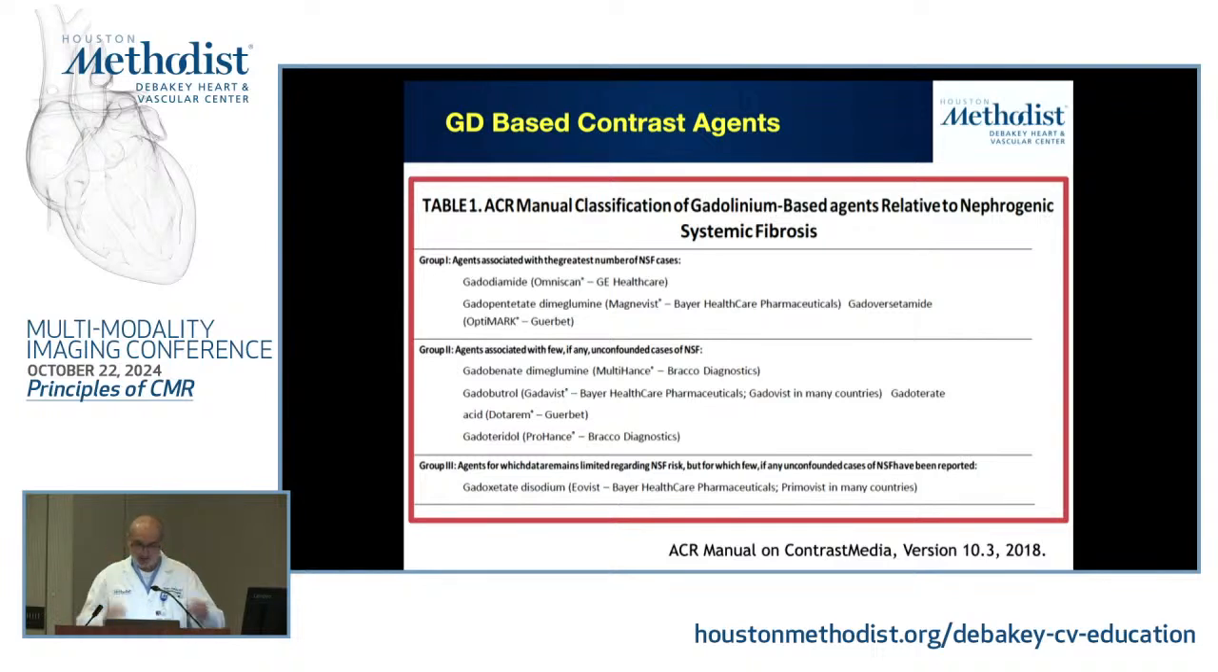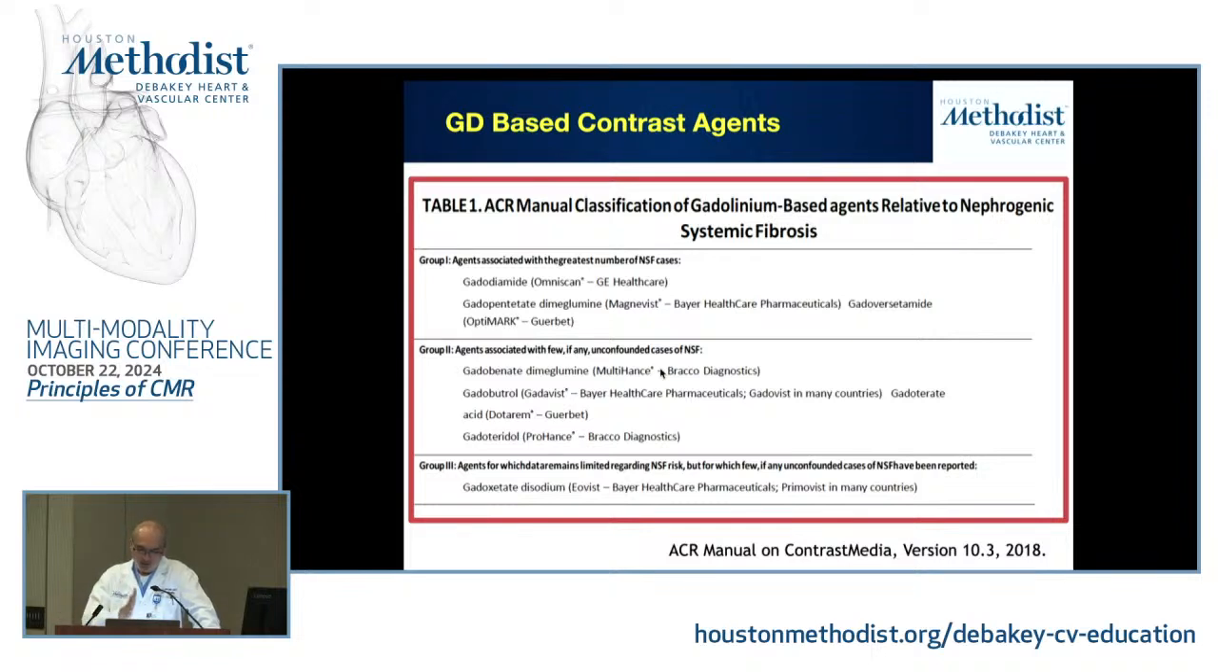So now contrast agents actually have a labeling system where they're labeled as group 1. It turns out these are the ones that really cause most of the cases of NSF, this nephrogenic systemic fibrosis. So nowadays, most labs no longer use these agents. Then there's the group 2 agents, most of which are macrocyclic, so that the gadolinium is completely surrounded by a cage. And it turns out the incidence of unconfounded cases of nephrogenic systemic fibrosis is actually very low.